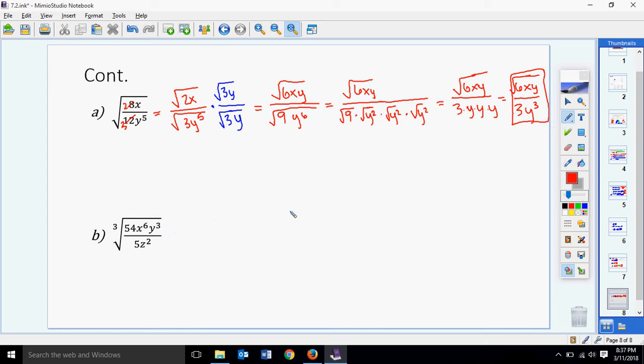Let's look at the last one. The cube root of 54x to the 6y cubed over 5z squared. I can't simplify the 54 and the 5, so let's go ahead and break this up. The cube root of 54x to the 6y cubed over the cube root of 5z squared.